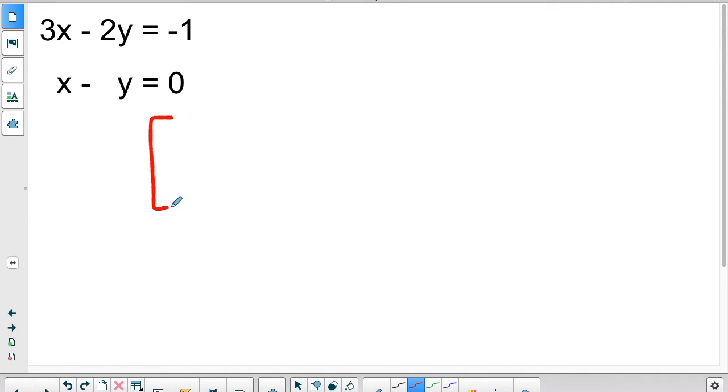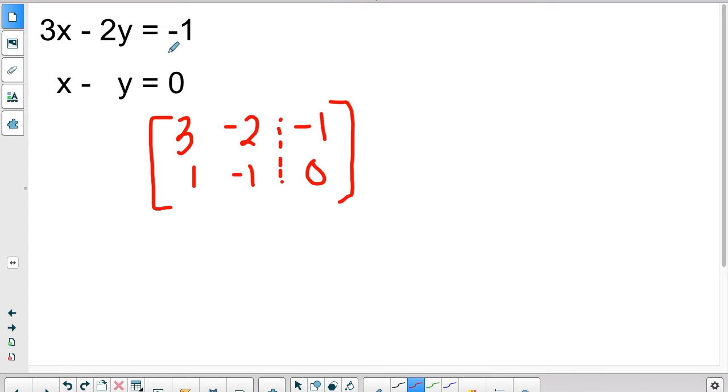And the augmented form for this matrix is going to be 3, -2, -1, 1, -1, 0. And kind of this line here. So really I'm just grabbing the coefficients, the numbers in front of the variables, and putting them in this form here. And what we'll do is we'll take the calculator. So you'll take your graphing calculator, we'll plug this in to solve for this here.